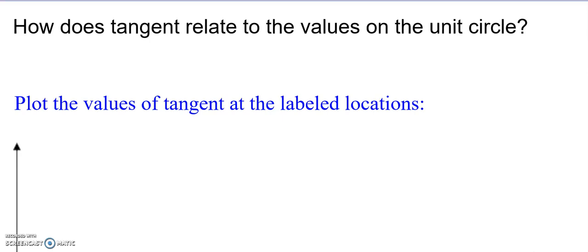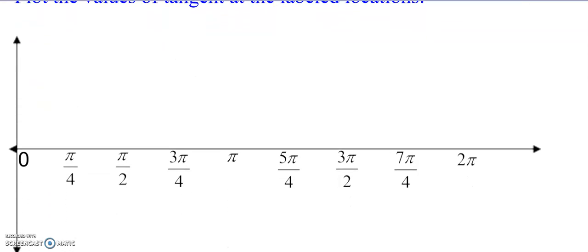Great, very good. It's y over x, right? Now if you notice here, I've laid out one time around the circle, but I've only included the inputs where tangent has what I'm going to call nice values, which are 1, 0, or -1. And then also tangent can be undefined. So let's go ahead and plot those values.